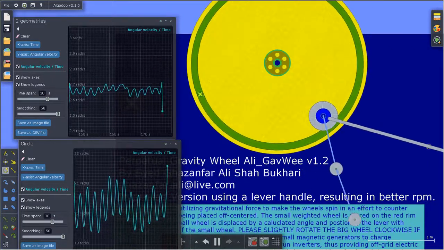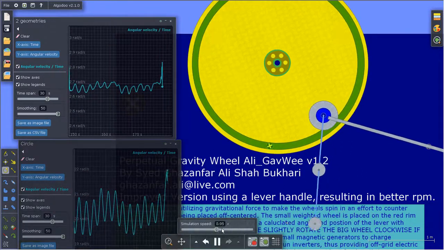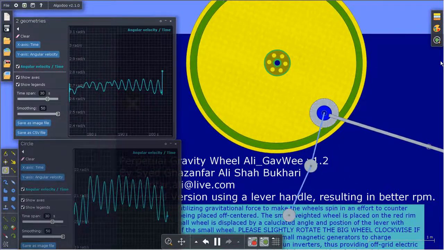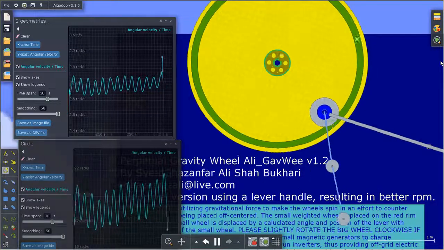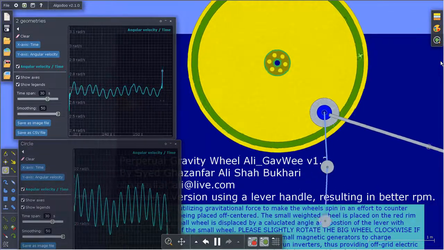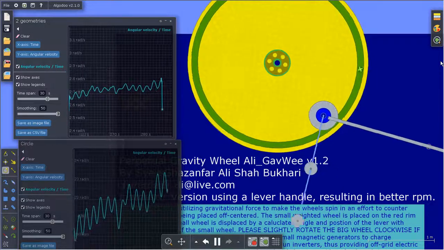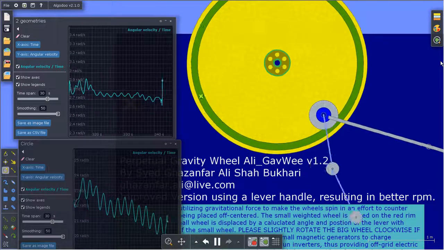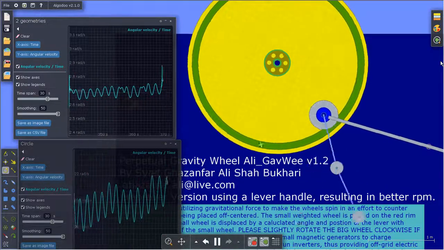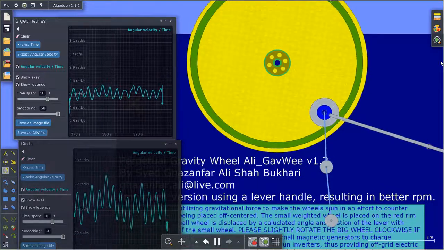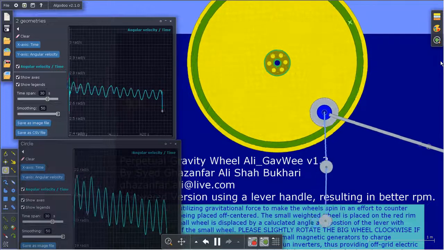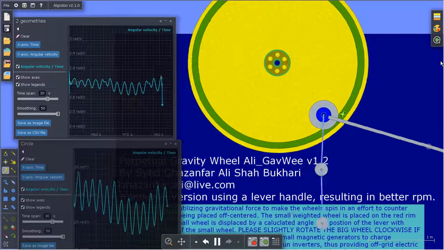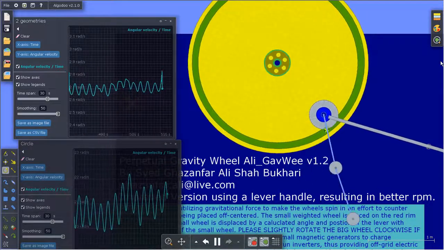Okay, now let's speed up the simulation rate and see what happens. Still spinning, and there's a slight variation around 2.7 radians. Yes, 2.7 radians per second. Previously I achieved, I think, 2.4 or 2.5 radians per second.